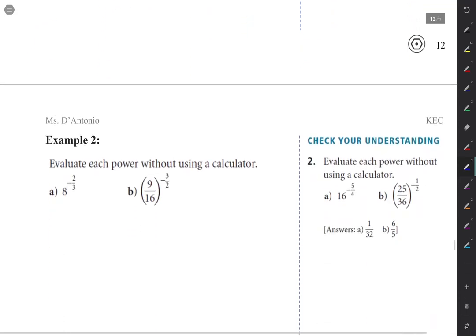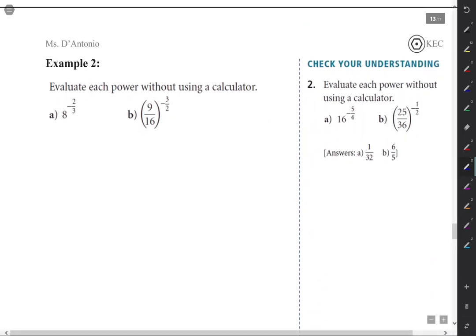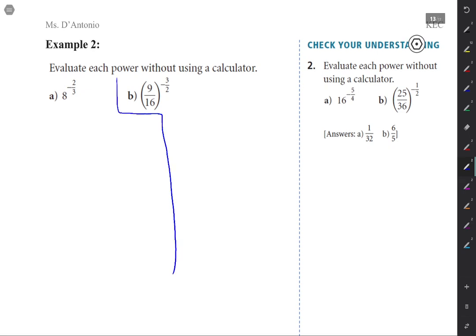Now in example 2, we are looking at negative fractional exponents. So now we're combining this topic with the last one. So the first step you're going to do is rewrite this so that the exponent is positive. So we're going to take the reciprocal of the base. So the reciprocal of 8 is 1 over 8. And now we can rewrite this with a positive exponent.